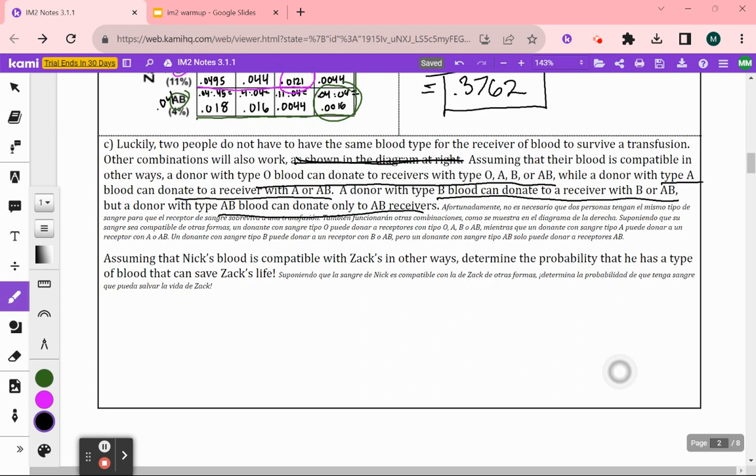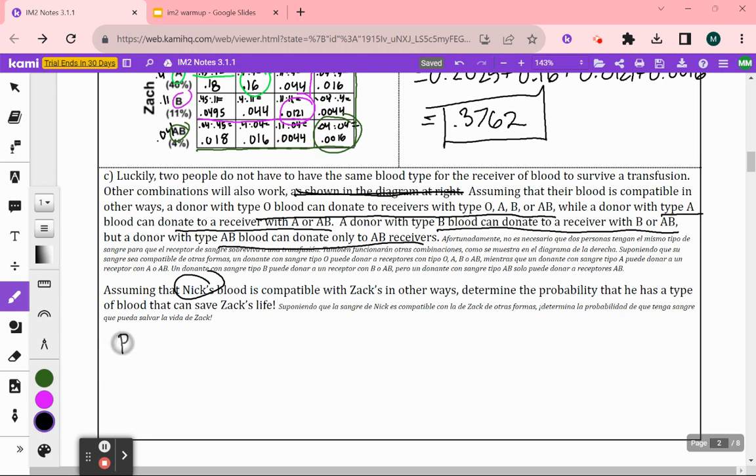So let's find the probability that Nick can save Zach's life. So what's the probability that Nick can give Zach his blood? Anyway, so one way for that to happen would be if they had the same blood type. So that's the probability, same blood type.